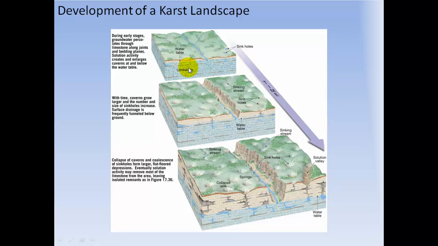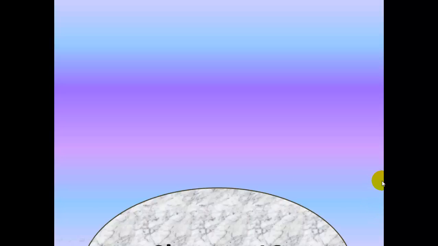So here we have our groundwater limestone area. We have a stream here and a few sinkholes. Then over time, more and more caverns will form, and they will collapse, forming more sinkholes. And this stream is going to start collapsing. This stream's cutting down, and you're going to end up with more caverns and larger sinkholes, and solution valleys will form. Let's end that chapter.